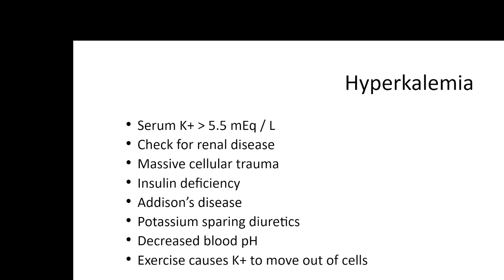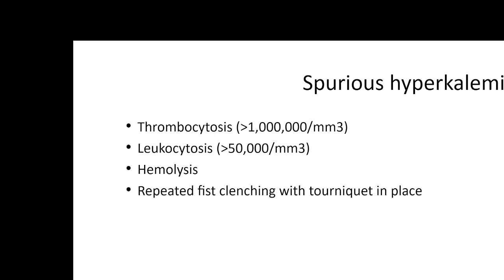Now, if the potassium level is more than 5.5 milliequivalents per liter, that's considered hyperkalemia. And in such conditions, the most important condition which you have to rule out is renal disease. Patients who have renal diseases, or a severe cellular trauma, or insulin deficiency, patients who have hormonal pathologies like Addison disease, or patients who are on aldactone therapy for a long time, potassium sparing diuretics like aldactone. And if the patients have acidosis, decreased blood pH, or exercise, that also can make the potassium move out of the cells, and temporarily there could be hyperkalemia.